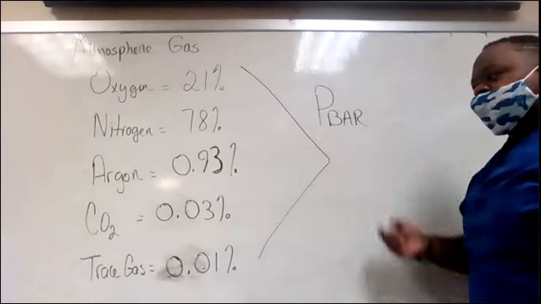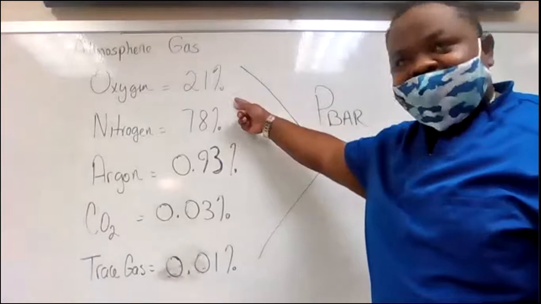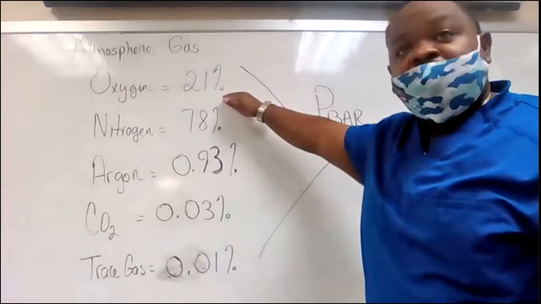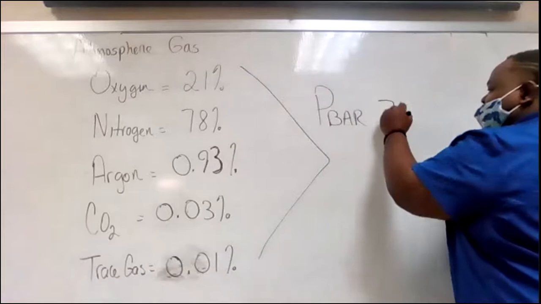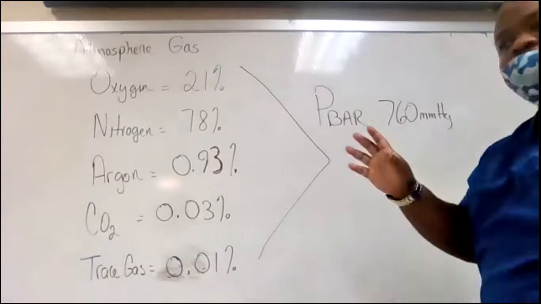Now, what I will tell you, and I'm not going to teach you this yet, I'll teach you later: each one of these gases exerts a pressure. And when you convert that percent to a pressure and add the pressures up, you get 760 millimeters of mercury. But right now, all we want to concentrate on is the percentages.